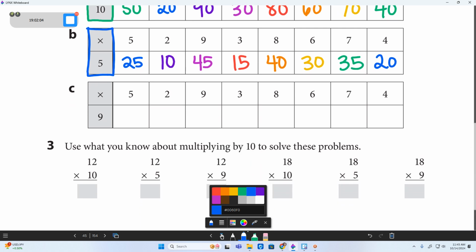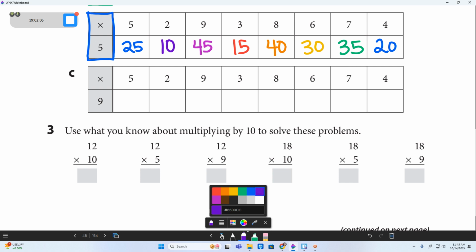Okay, let's keep cruising. For letter C, it looks like the rule is multiply by 9. 5 times 9 is 45. 2 times 9 is 18. 9 times 9 is 81. 3 times 9 is 27.